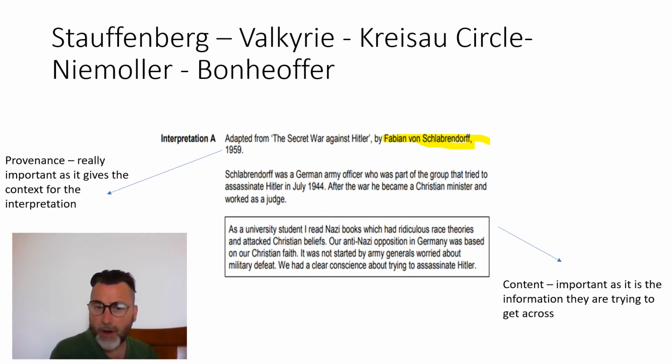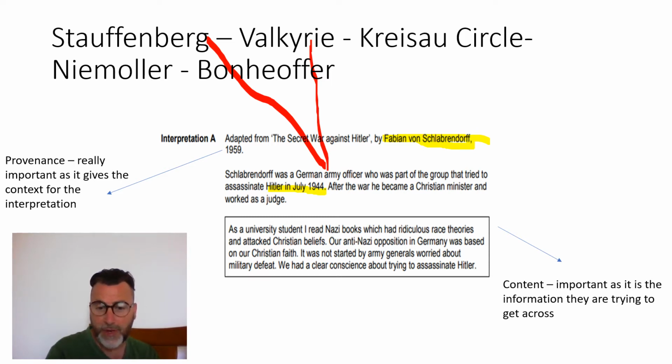Schaubendorf was a German officer who was part of the group that tried to assassinate Hitler in July 1944. Now, automatically you should start to think, yes, that makes sense to me now, because I know in July 1944 it was the bomb plot, and I know the bomb plot is linked to Stauffenberg, and that was called Operation Valkyrie. I know that, so therefore actually I do know what they're talking about. I don't need to be worried.